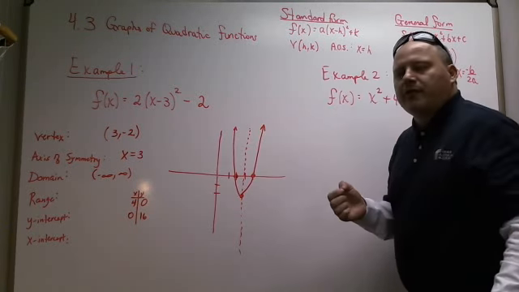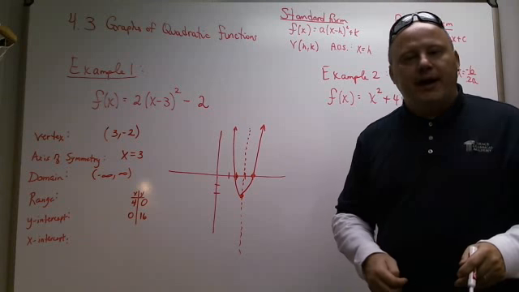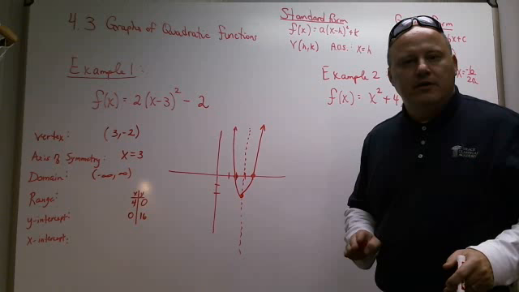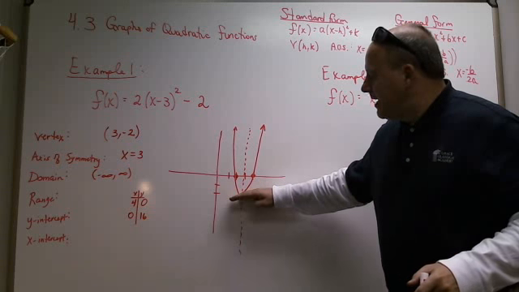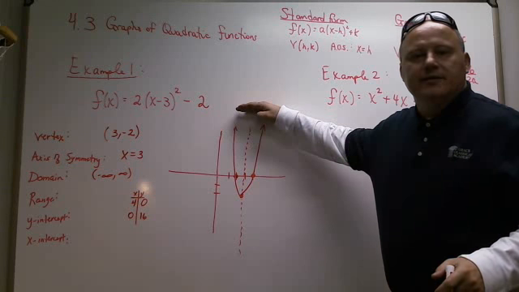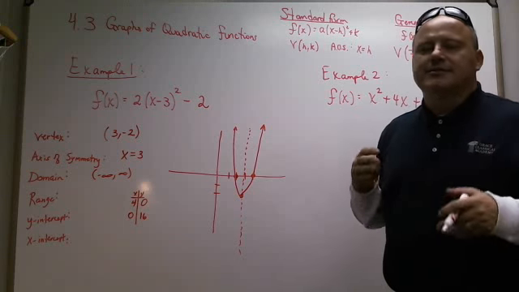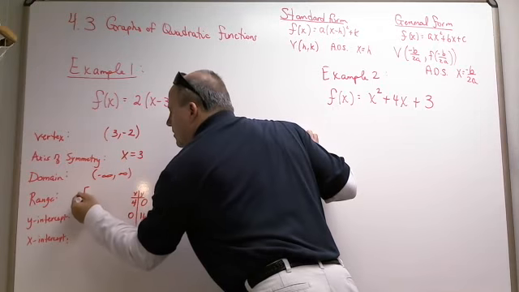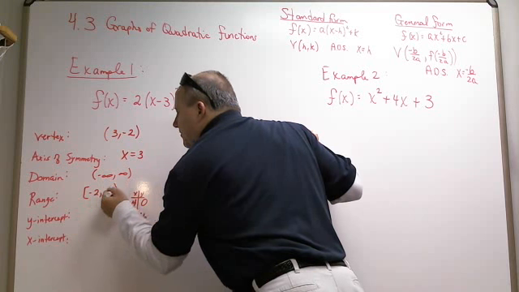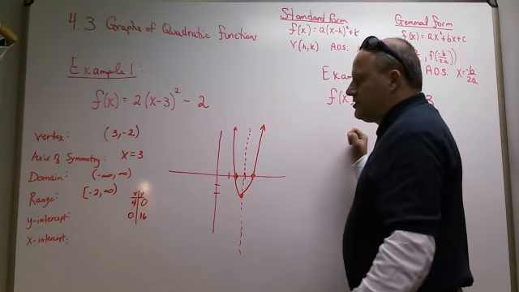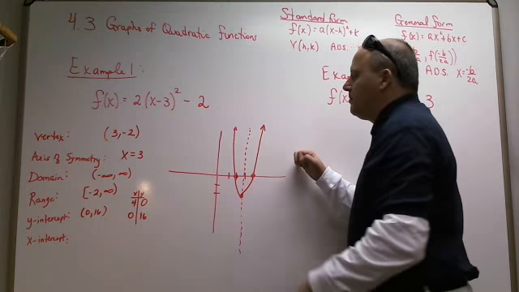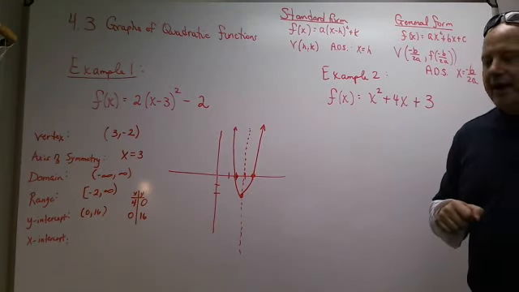And the moment I drew the graph, I said, okay, now I can identify the range because there are no points below negative 2. So the range is from negative 2 to infinity. The y-intercept was (0, 16), although it's not on the graph. You can't really show it because it's so scaled so high.